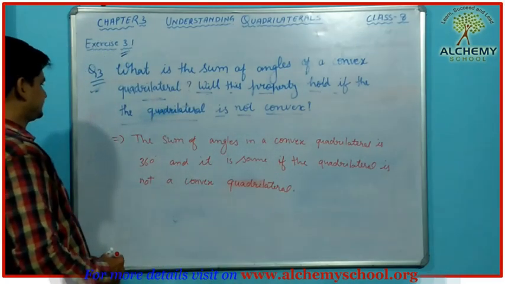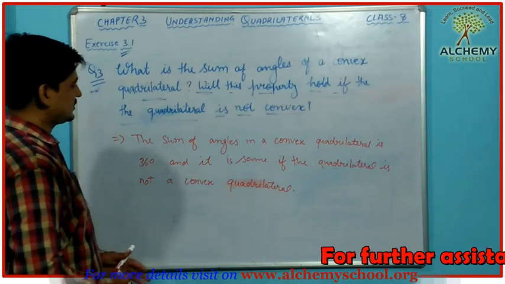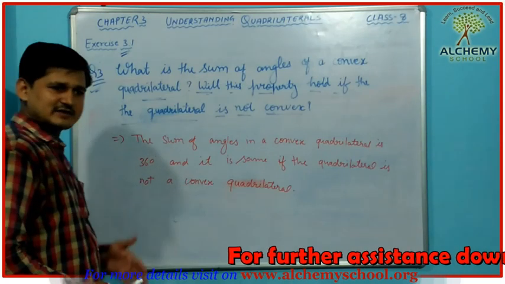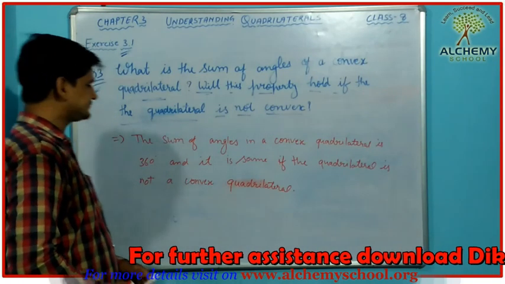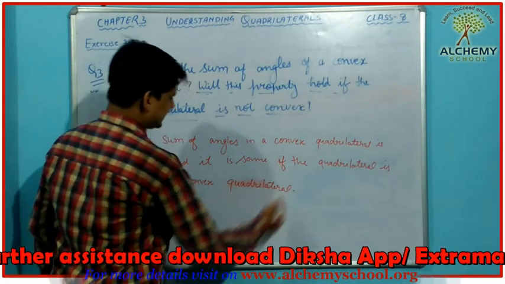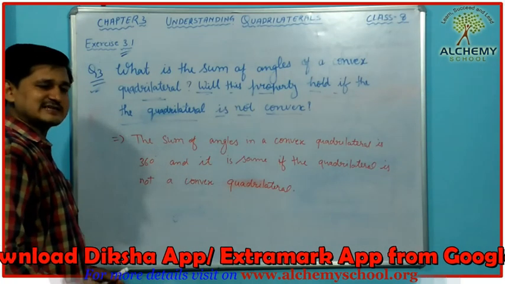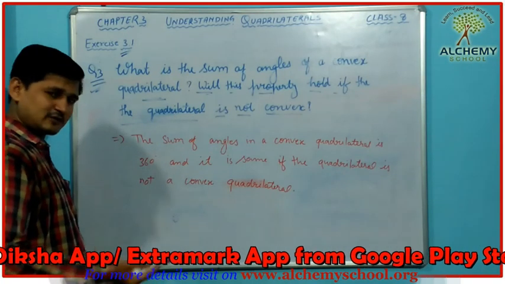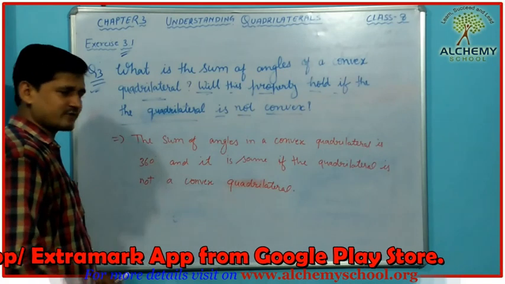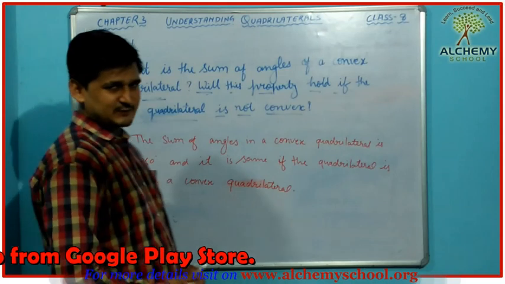Okay, so students, it is clear the sum of the angles of a quadrilateral, whether it is convex or not a convex. The sum of the angles for a convex quadrilateral is always 360 degree and the sum for a quadrilateral which is not a convex, that is also 360 degree. So practice for these questions.